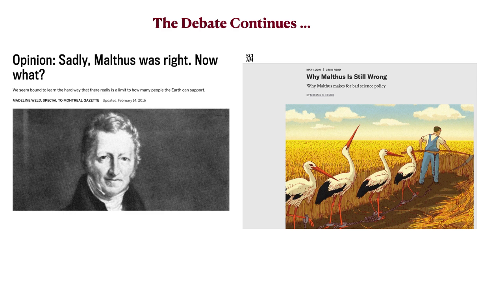To illustrate this, I have an article from a few years back: "Opinion: Sadly, Malthus Was Right. What Now?" And another one, even more recent, from Scientific American: "Malthus Is Still Wrong: Why Malthus Makes for Bad Science Policies." So, I don't expect this debate to end anytime soon. And I would encourage everyone to think and read about it and try to come up with their own informed views and opinions. So thank you.